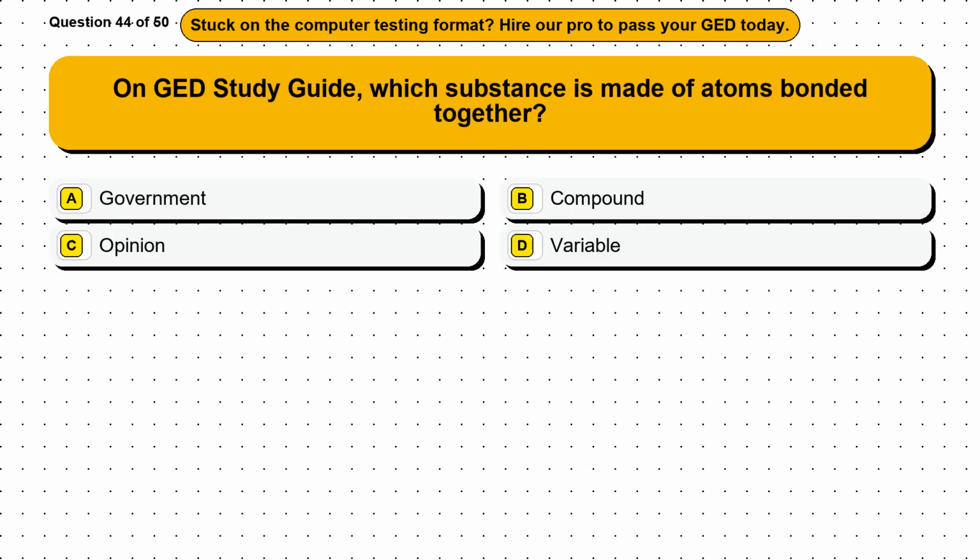Question 44. On GED Study Guide, which substance is made of atoms bonded together? Option A, government. Option B, compound. Option C, opinion. Option D, variable.